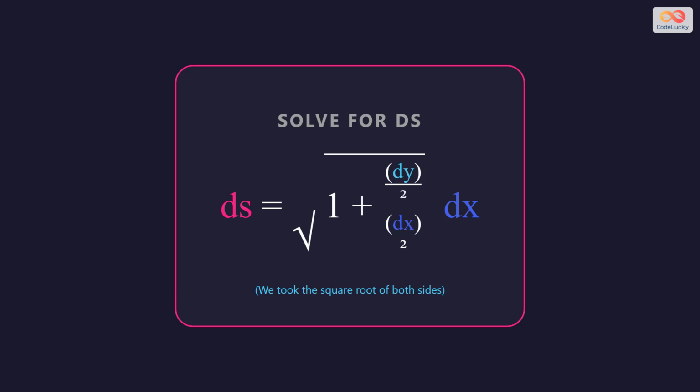Now, we solve for ds by taking the square root of both sides. This gives us ds equals the square root of 1 plus the quantity dy over dx squared, all multiplied by dx on the outside.